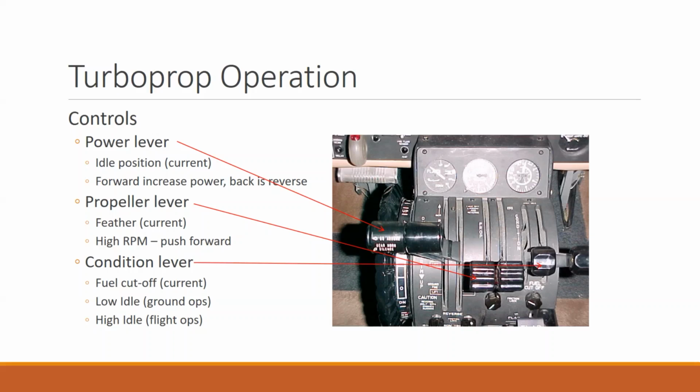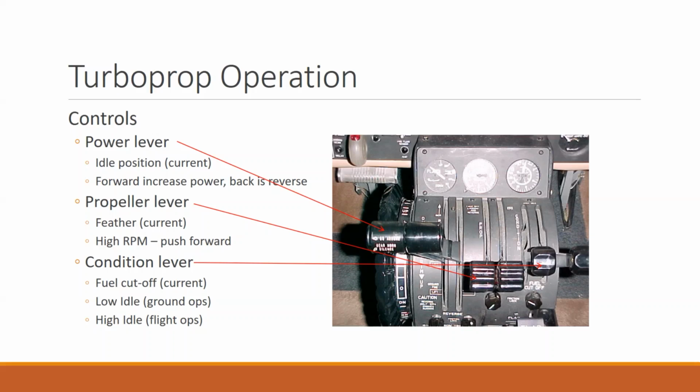The third lever there is the condition lever, and this is the pair on the right. The way you can see these are arranged is, you've got the power levers, the left engine and the right engine power lever, grouped together. And then the prop levers, left and right engine together, and then the condition levers, left and right engine together. The reason for that is when you're making an adjustment, you tend to make the adjustment on both engines simultaneously. And so you group them by adjustment type rather than by engine.